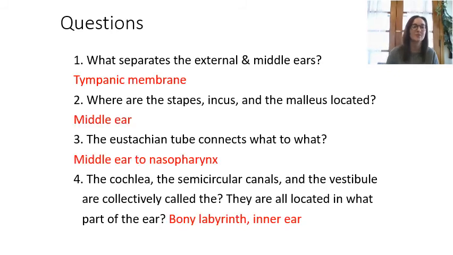All right, so the answers here. What separates the external and middle ear is the tympanic membrane, otherwise known as your eardrum. Stapes, incus, and malleus are in the middle ear. The eustachian tube connects that middle ear to the nasopharynx, which is the top of your throat. And then the cochlea, semicircular canals, and vestibule are all together called the bony labyrinth, which is in the inner ear.